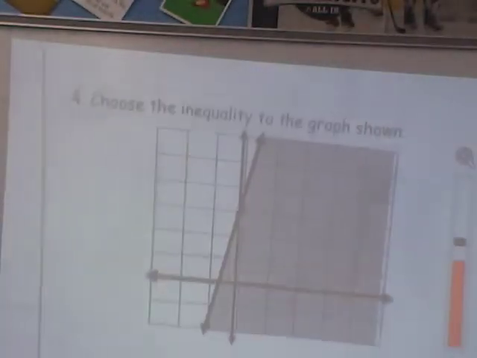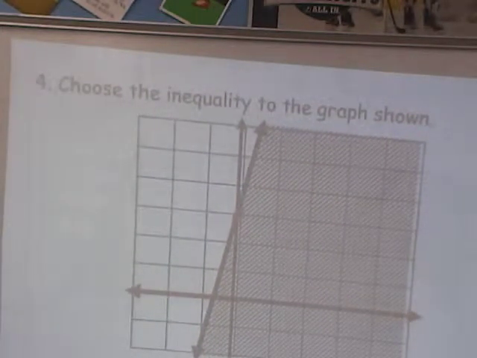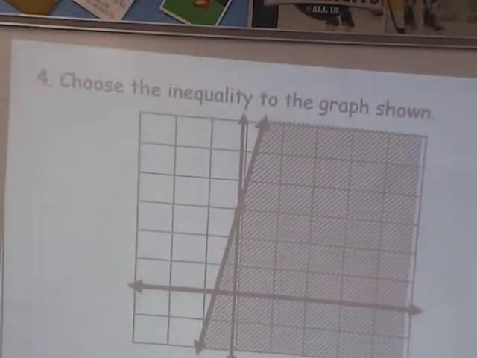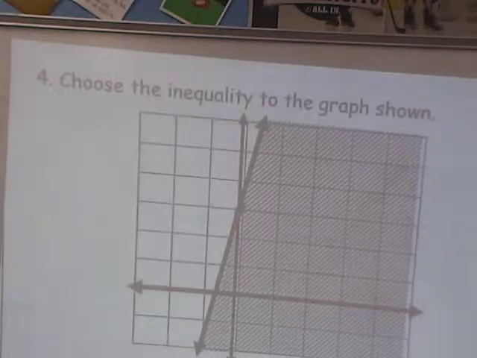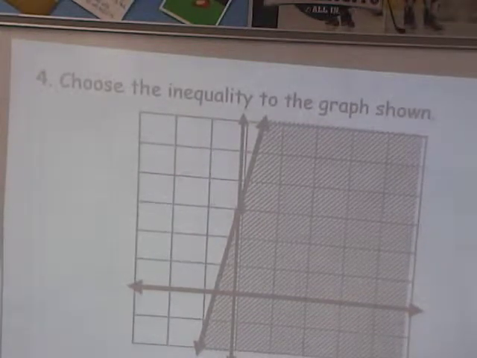All right. Number 4, choose the inequality to the graph shown. This is a linear line, right? So what's the equation for a linear line? Y equals mx plus b, very good. What's the m stand for? Slope. What's the b stand for? The y-intercept, right? Can you tell me what any of those two numbers are? The y-intercept is positive 3.